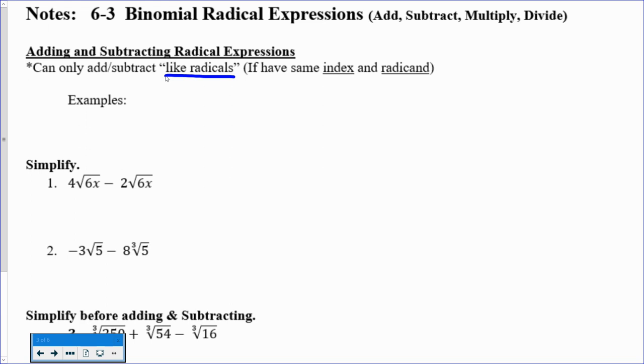Okay, so for example, if I have the cube root of 4x, a like radical would have to be a cube root of 4x and then any coefficient in front. Those would be two like radicals. Very similar to like terms. So for our first couple problems, we're going to simplify here.